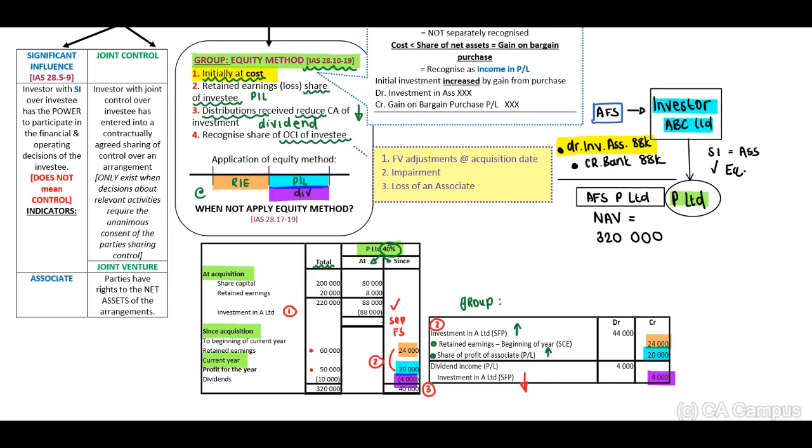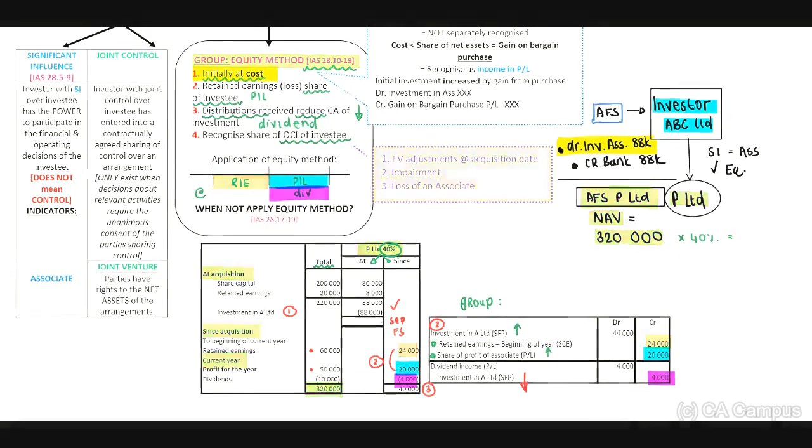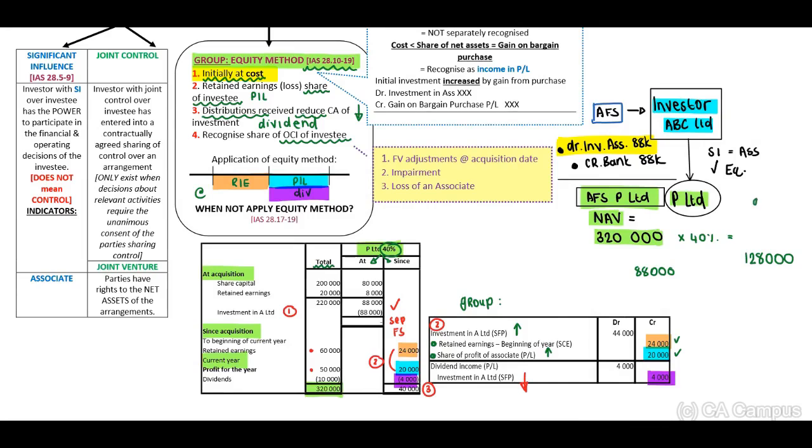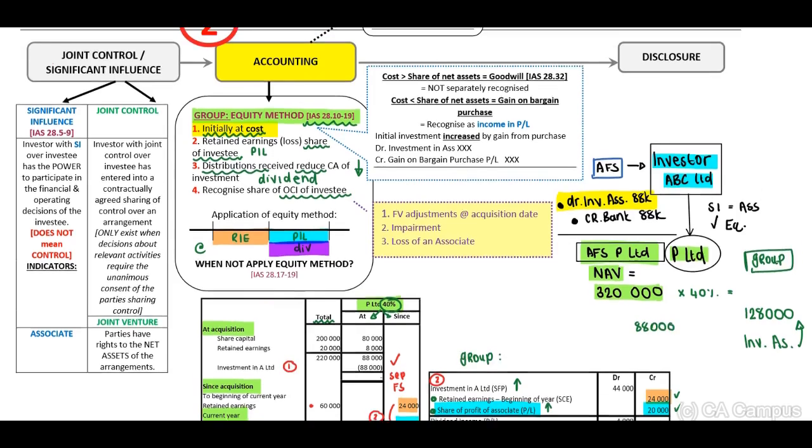Now, if we look at the separate annual financial statements of P Limited only, and we look at the net asset value, assets minus liabilities equals equity, the total is 320,000. You use that 320,000 and you times this by 40%. You will be able to obtain the value which should be included in our group, 128,000. Therefore, in your group financials, you will have a line item called investment in associates to the value of 128,000. And in the profit and loss of your group, remember, you will have a line item, share of profit of associate. Therefore, the basic principle is that you need to include the percentage of the net asset value of the associate into the group.